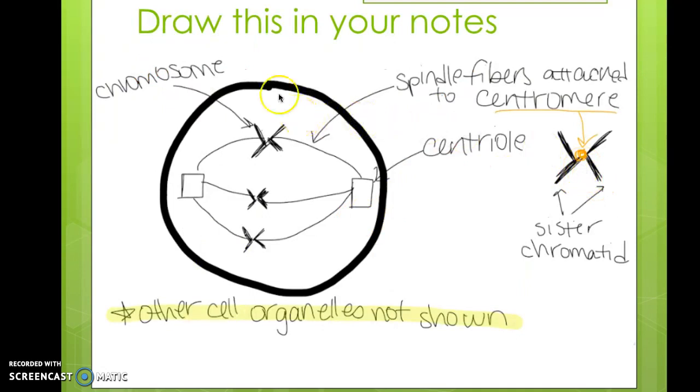So draw this in your notes. Draw me a cell. Draw me the centrioles on either side. Spindle fibers attach to the center of those chromosomes at what's called a centromere. So the halves of the chromosome are called sister chromatids. Okay, these bad boys are identical.